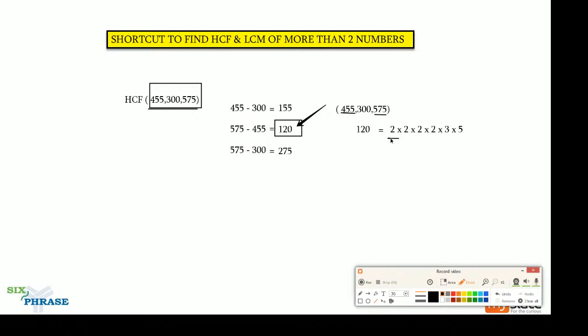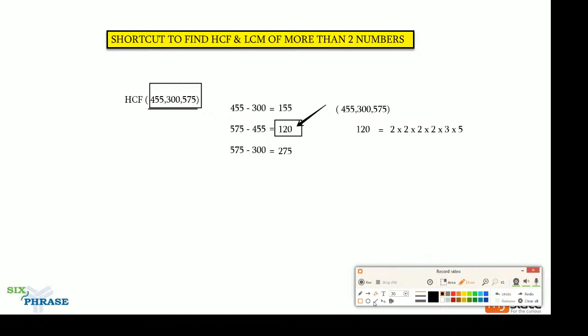Not only 2, 4 also won't divide 455 and 575. 8 also won't divide them, and 16 also won't divide 455 and 575, because all these have 2's in them, but these two odd numbers don't have 2's in them. So you can clearly say 16 will never divide all the three numbers. So it is left to the final 3 and 5. We are going to check only 3 and 5 and see if they can divide 455 and 575, and then make a final decision.